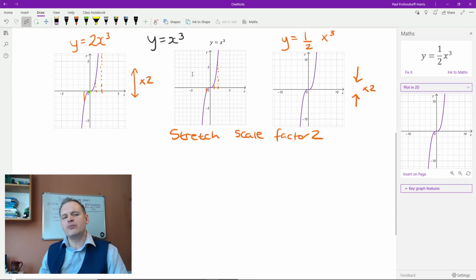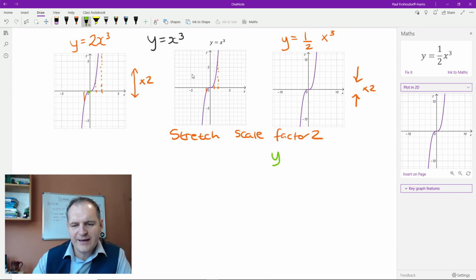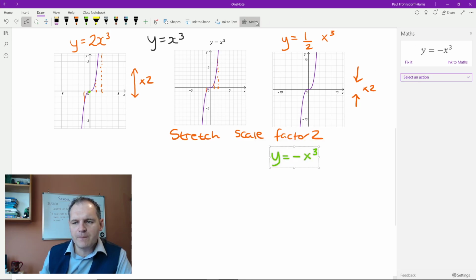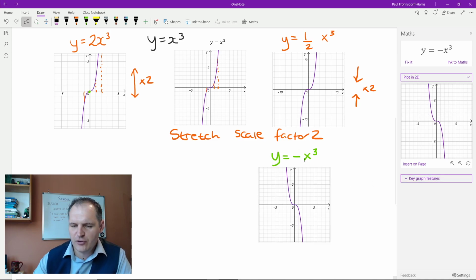So what's the reason I'm doing this? Well, we're going to do one more lot of what happens when we have y equals minus x cubed. So what is happening to y equals minus x cubed? Well, what that does is it flips the graph round. Everything that was going up on the right and down on the left is now going up on the left and down on the right. It has flipped the whole graph like this.